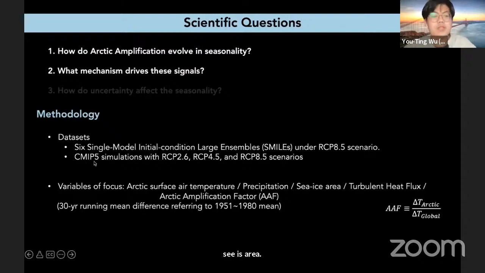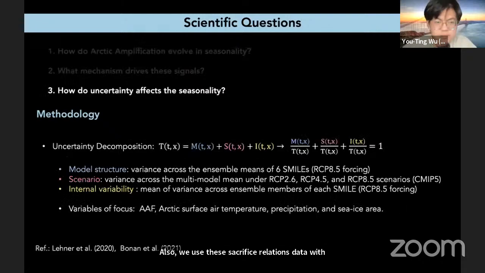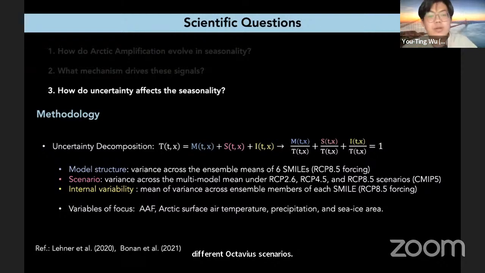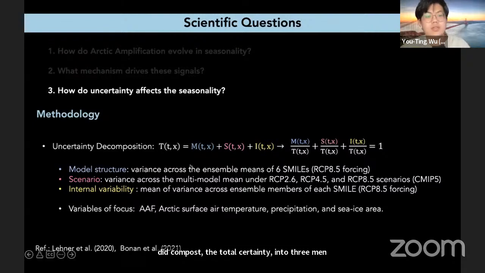Also, we use the simplified simulations data with different RCP scenarios. And about the questions, for the third question, we use the uncertainty decomposition analysis following Hawkins et al. and Bonin et al., where we decompose the total uncertainty into 3 main sources: model structure uncertainty, scenario uncertainty, and internal variability uncertainty.